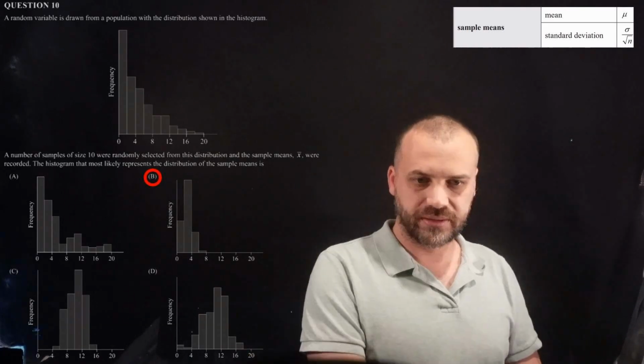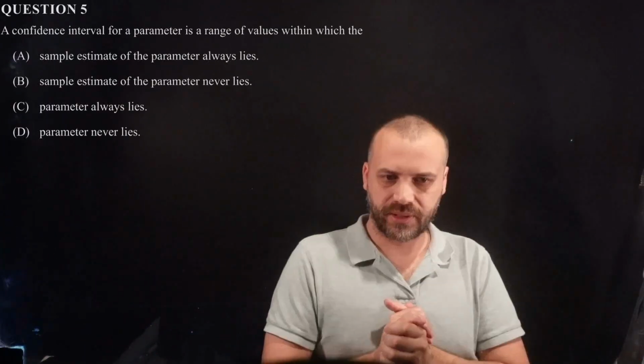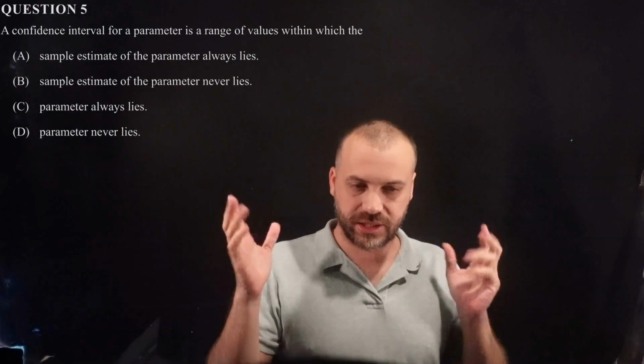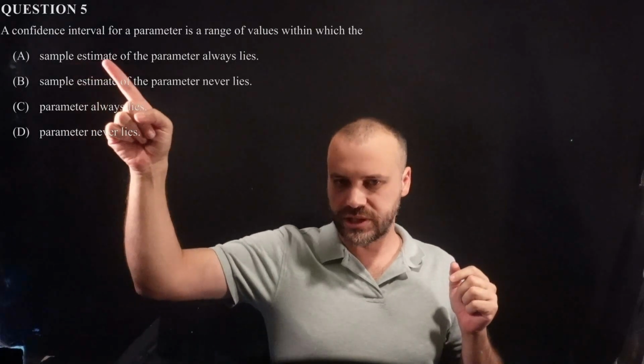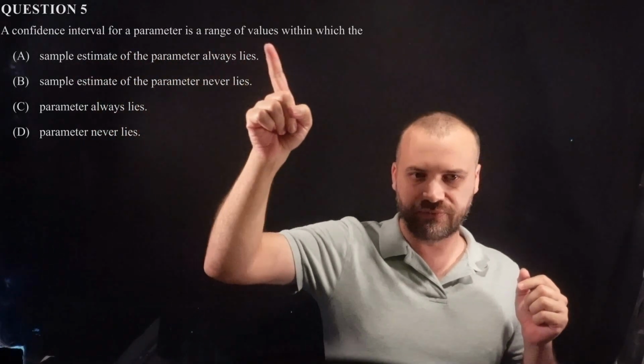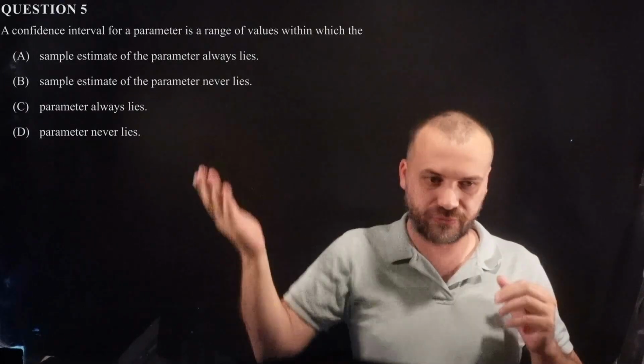Go from there. Don't forget to celebrate. And next question. All right, so this question, very, very fast in comparison to the last one. A confidence interval for a parameter is a range of values within which the, and then 4 options.